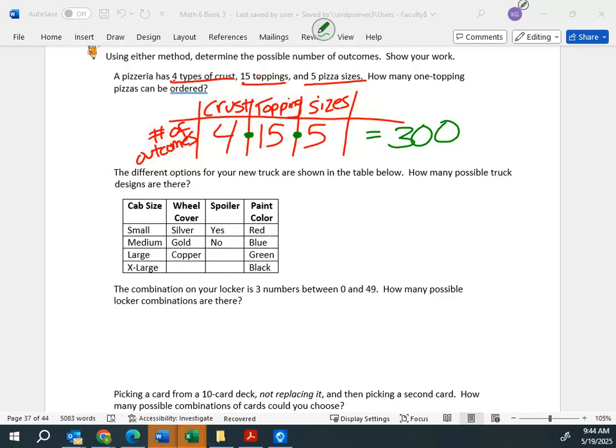You're going to work on the rest of this page on your own. Always ask yourself first, what are my events? Then set up your table with each of those events, and then you put the number of outcomes for each event. So first, figure out your events. Second is fill in your table. Third step, multiply across. So make sure you do all 3 steps.